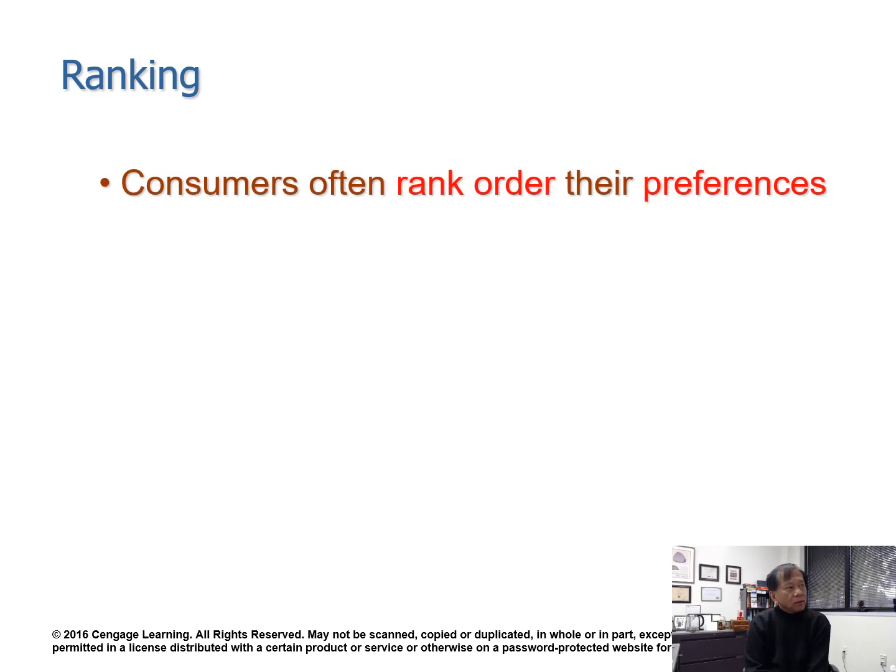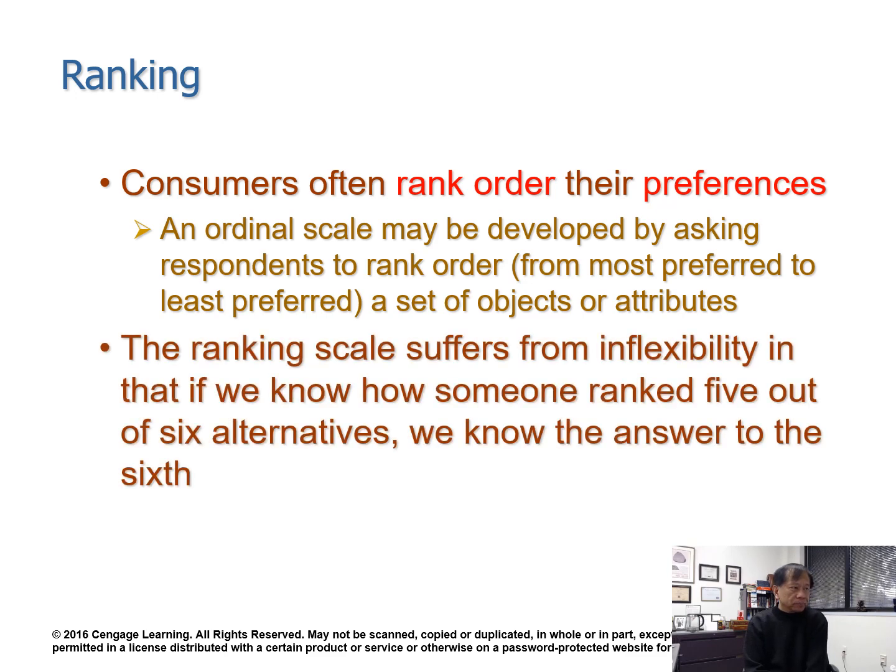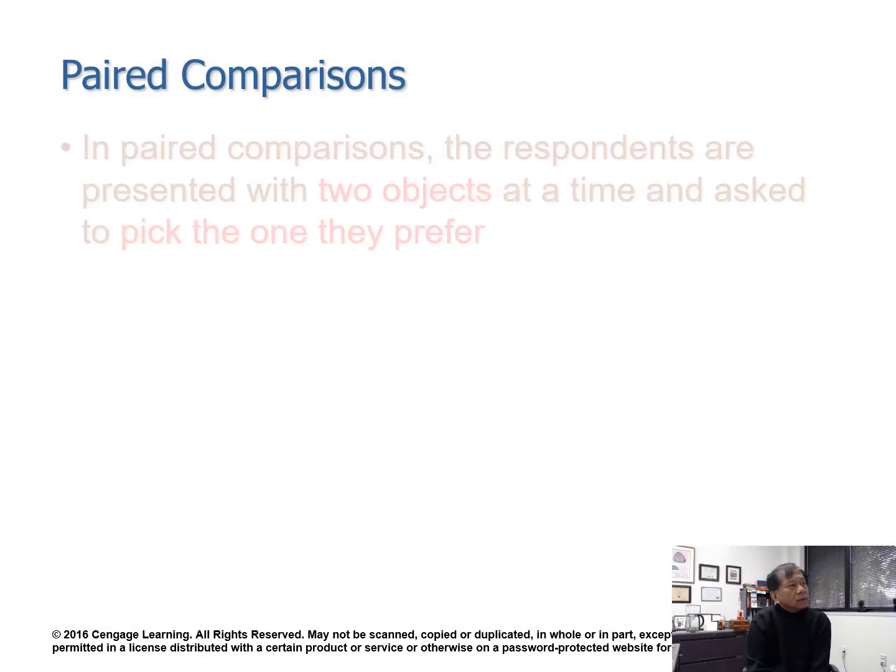Ranking scale. Consumers often rank order their preferences. Right? This is the ordinal scale, which may be developed by asking respondents to rank order from most preferred to least preferred a set of objects or attributes. The ranking scale suffers from inflexibility in that if we know how someone ranked 5 out of 6 alternatives, we know the answer to the 6th. Okay. You can see that.